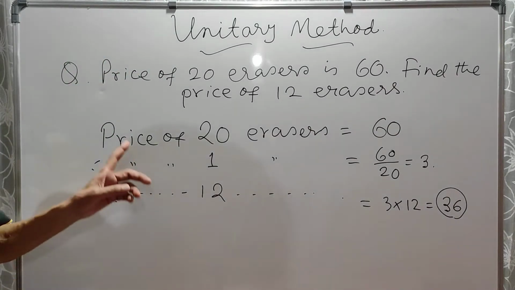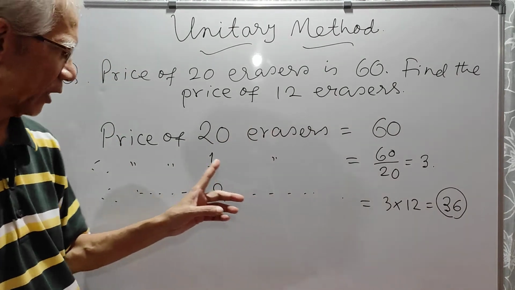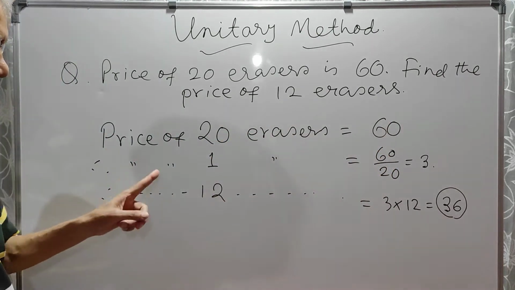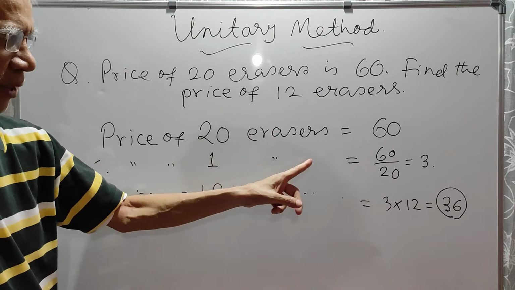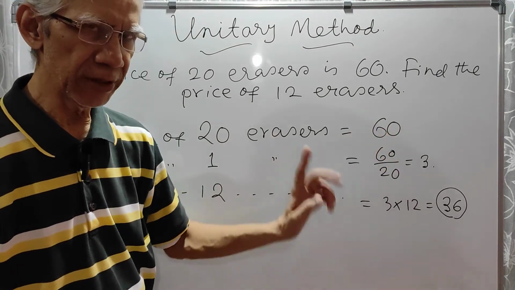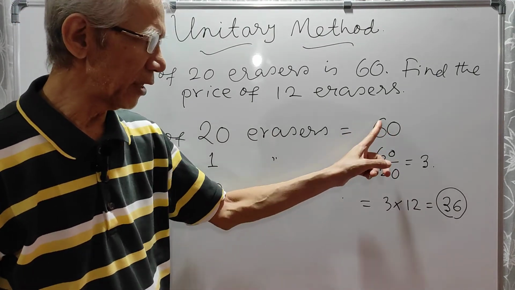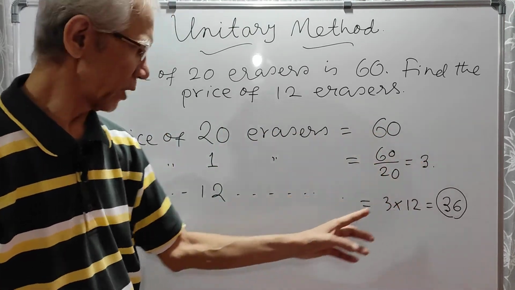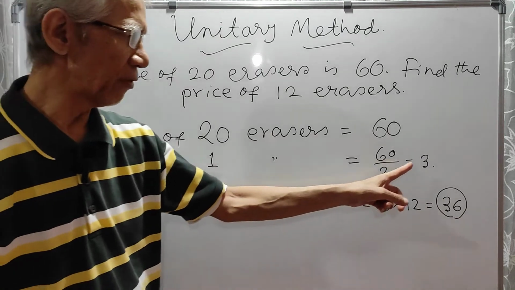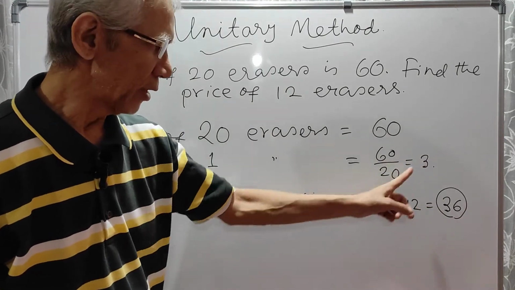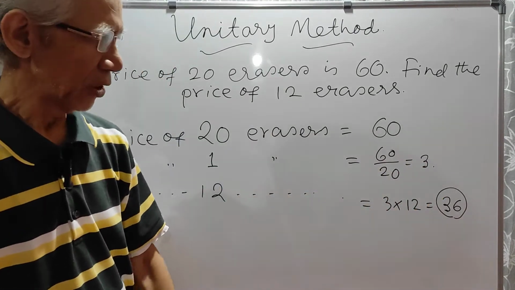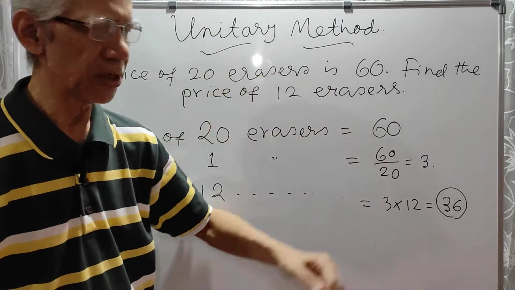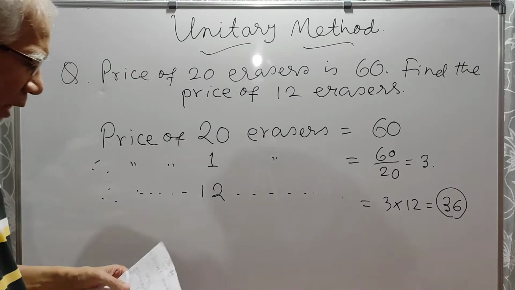Have you followed? So again I explain. See carefully. Price of 20 erasers is 60 rupees. Therefore, the price of 1 eraser will be less than 60. So we'll divide, and when you divide, always divide the right number by the left number. So 60 divided by 20 is 3. Therefore, the price of 12 will be definitely more than 3. So we'll multiply 3 into 12, 36 rupees. So 36 rupees is the answer. Find the price of 12 erasers, this is the answer.